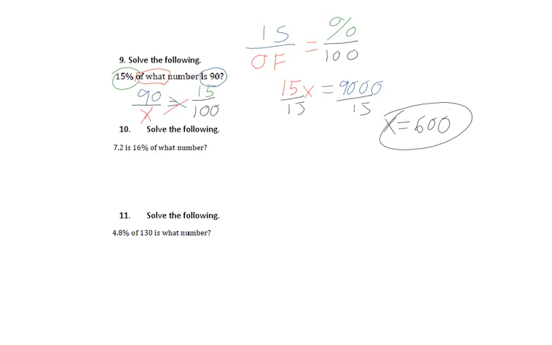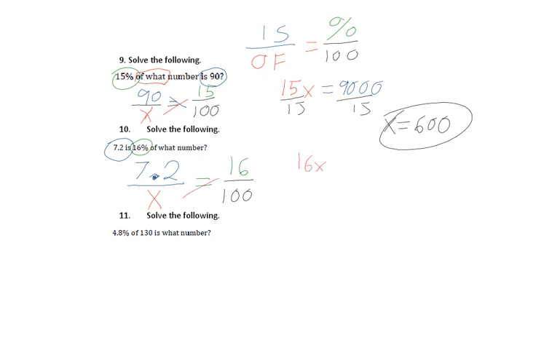Alright, let's do the same thing. So, right away I see 7.2 is. So that means 7.2 is going up top. I see 16%. Well, there's our percent right there. Of what? I don't know. Let's put x in the bottom. And underneath the 16, let's do 100. Cross multiply again, and we got another good answer.